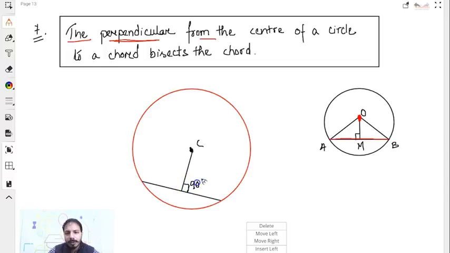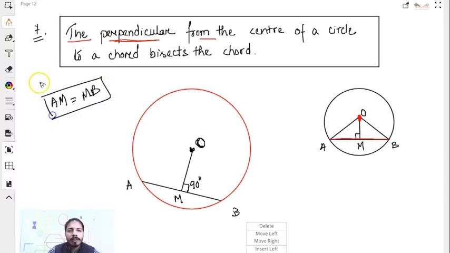So this is perpendicular, 90 degrees. Let me say this is A and this is B, and the center is C or O. Let me say this point is M, as I have named it here. Now they are saying that this perpendicular from the center to this line will bisect it. That means I need to show that AM is equal to MB. This is also very, very important to show. How will you show this?